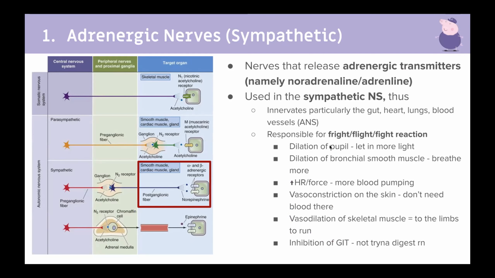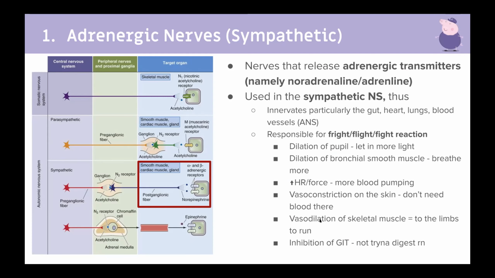So you've got a dilation of the pupil so that you can let in more light. You've got a dilation of bronchial smooth muscle so that you can breathe more. So bronchial just means lungs. So you've got the dilating your lungs so that you can take in more oxygen. You've got an increase in heart rate, and you've also got vasoconstriction on the skin because you don't want too much blood being there. Instead, you want the blood being in your skeletal muscles.